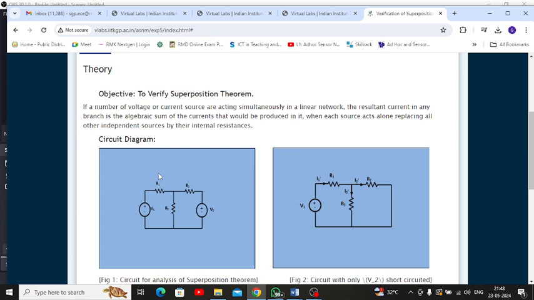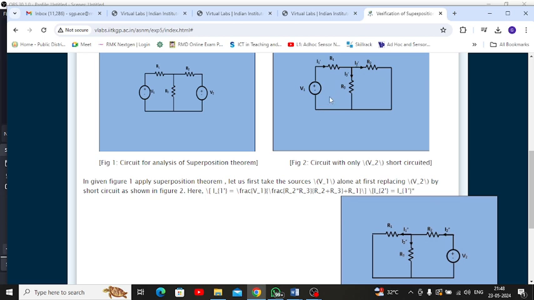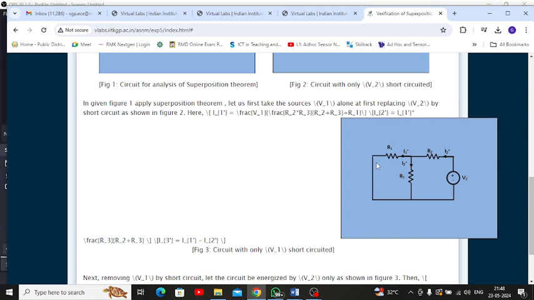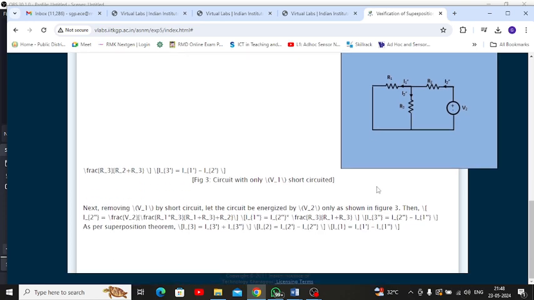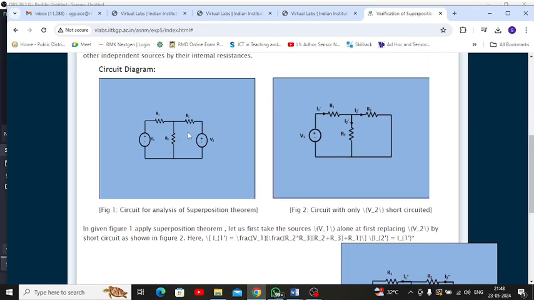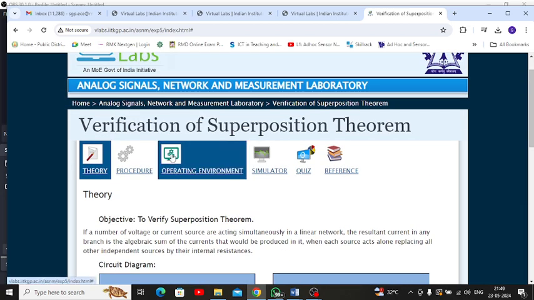For example, let us consider this circuit shown on the left hand side. It has two supplies, V1 and V2. If I take the current through R3 as the resultant current, it equals the sum of the currents produced in R3 keeping only one source at a time. Here I have short circuited V2, and in this circuit I have short circuited V1. The sum of these two is equal to the current flowing through the R3 resistance.